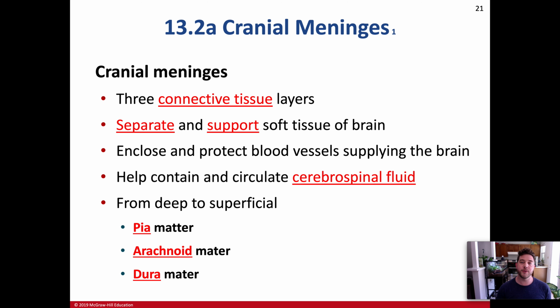Okay, also in the brain are cranial meninges. You have probably heard of meningitis. You've probably been scared of that term before. So the meninges are three connective tissue layers covering the brain. They help to separate and support the soft tissue. They enclose and protect blood vessels supplying the brain. Remember, connective tissue, one of its features is that it houses blood vessels. It helps contain and circulate cerebrospinal fluid that we'll look at. And from deep to superficial, there are three layers: the pia mater, the arachnoid mater, and the dura mater. So these are just layers over the top of the brain.